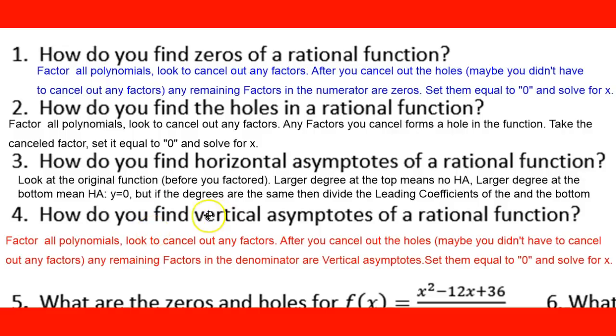And then finally, for your vertical asymptote, factor all polynomials and look to cancel out any factors. Maybe you don't have anything to cancel, after you cancel out the holes. Any remaining factors in the denominator are your vertical asymptotes. Set that equal to 0 and solve for x, okay?